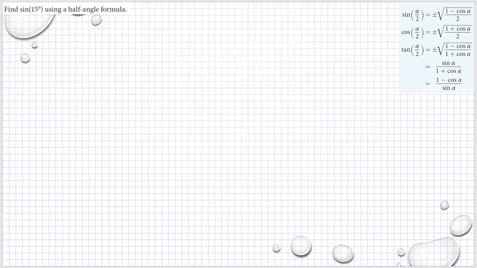Okay, example number 1, find sine 15 degrees using a half angle formula. And then we know that sine 15 degrees is the same as 30 degrees divided by 2. That is equal to the positive square root of 1 minus cosine 30 degrees divided by 2.